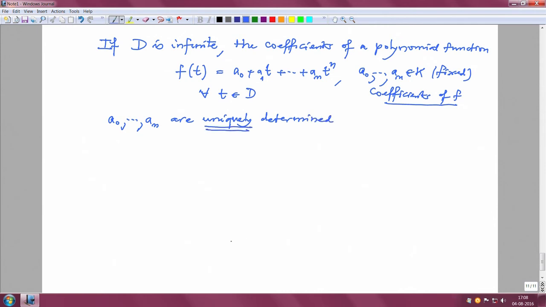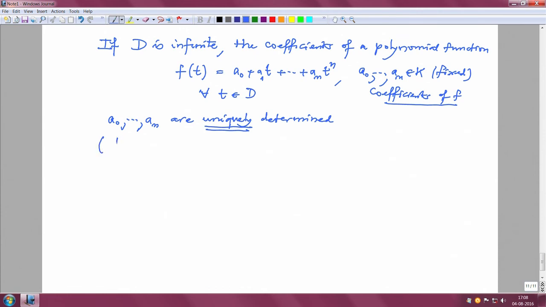This follows from the fact that if you have a polynomial, then it is determined by its n values, because if you have a polynomial which vanishes at more than the degree of zeros, then the polynomial must be 0.